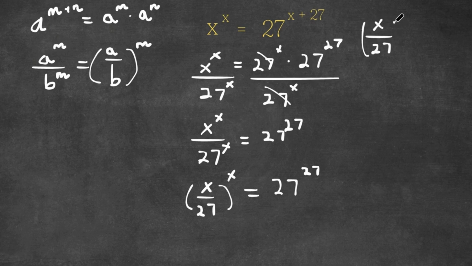to the power of x, to the power of 1 over 27, and this is equal to 27 to the power of 27, to the power of 1 over 27.